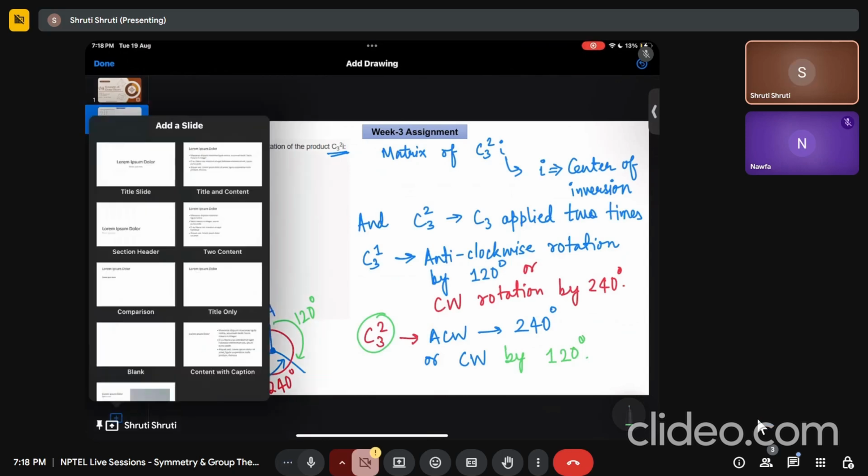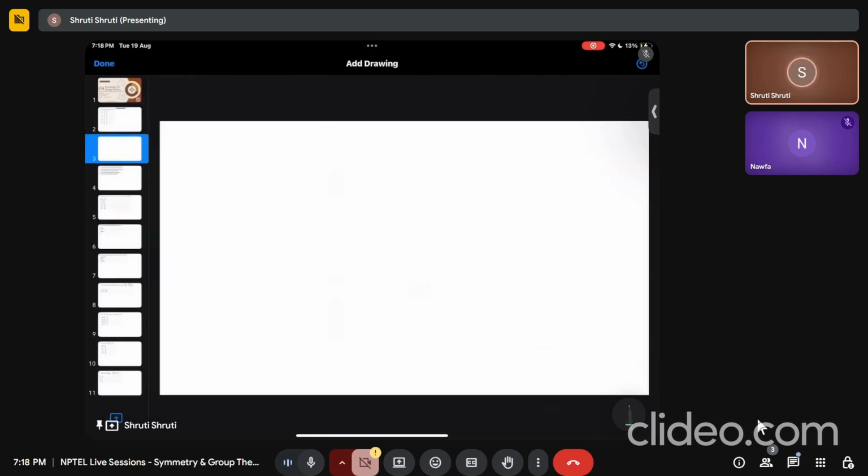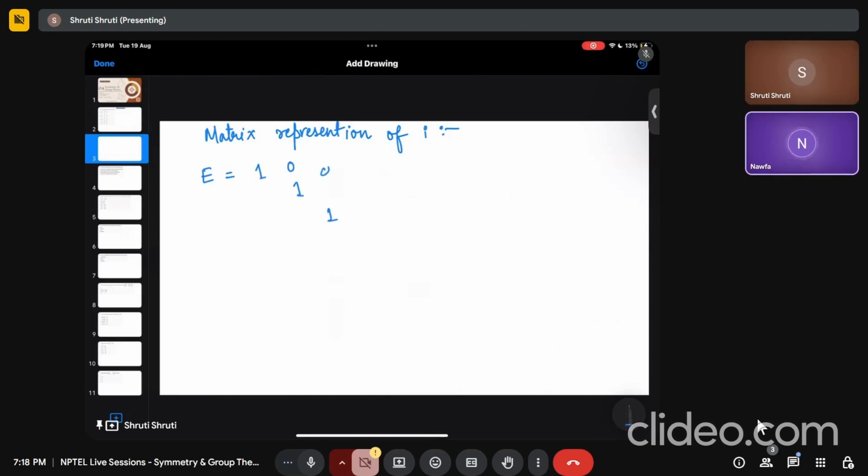Now what is the matrix representation for I? 1 0 0, 0 1 0. No, it is negative. That is E. Yes, ma'am, I got confused.